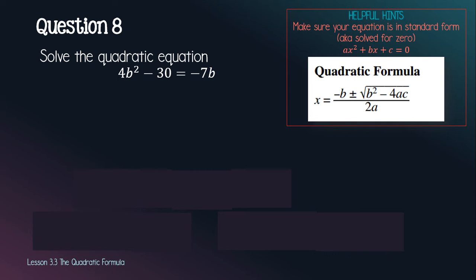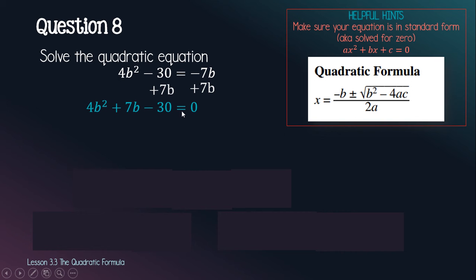Since it's a negative 7, to move a negative over, I do the inverse operation, so I would add 7b to both sides. Once I do that, I end up with this equation, so 4b squared. Notice I put the 7b in the middle, so it's written in standard form. And then the minus 30 is at the end, and it's all set equal to 0.